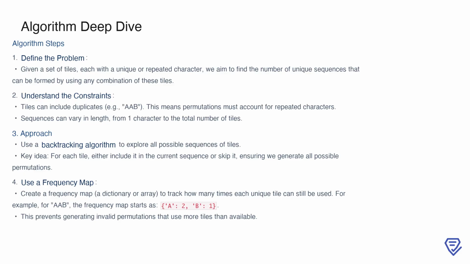To solve this, we employ a backtracking algorithm. Backtracking allows us to explore all possible sequences systematically. The key idea is simple. For each tile, we have two choices, either include it in the current sequence or skip it, ensuring that every possible permutation is considered. To manage the repeated characters effectively, we use a frequency map. This map keeps track of how many times each tile is available for use. For example, given AAB, the frequency map starts as A:2, B:1. This way, we avoid invalid permutations, such as using A 3 times when it only appears twice in the input.